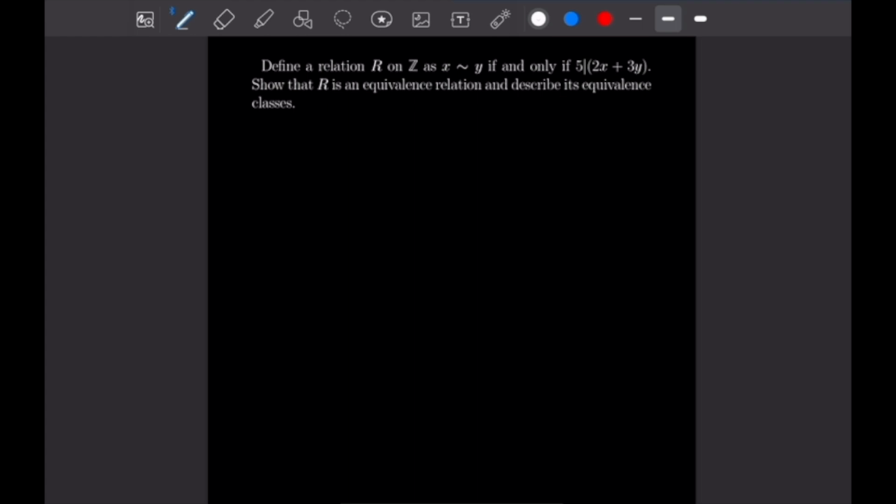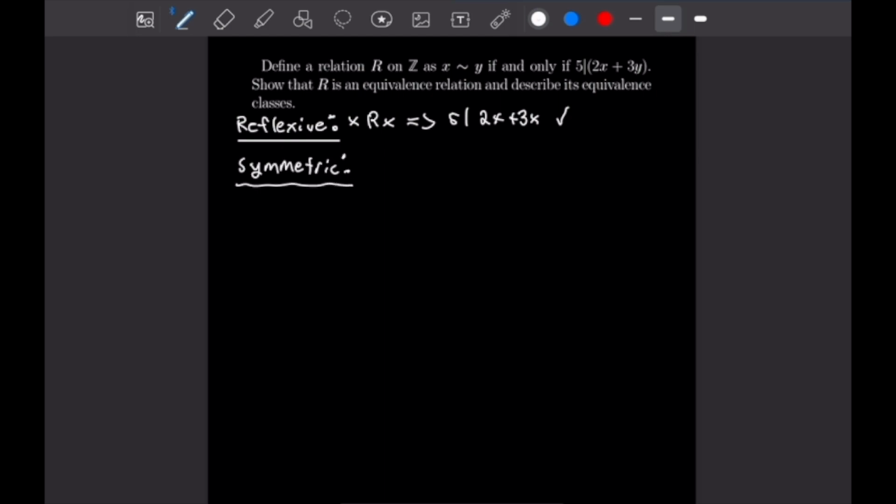So let's start with a reflexive proof here. So we want to show that this if and only if is satisfied if x is related to x. So if x is related to x, that must mean by our statement that 5 divides 2x plus 3x, but obviously 5 divides 5x, so we are good there. Next, we want to prove that this relation is symmetric, and we'll do that by supposing that x is related to y, and we want to show that that means that y is related to x.